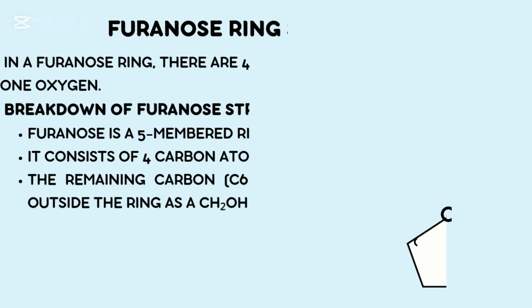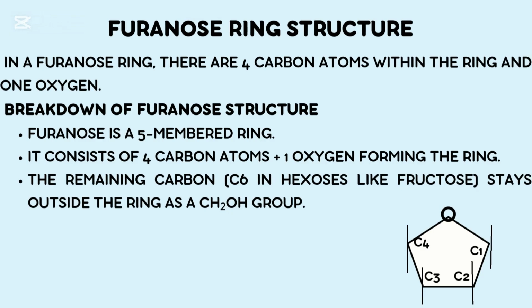Furanose ring structure. In a furanose ring, there are 4 carbon atoms within the ring and 1 oxygen. Breakdown of furanose structure. Furanose is a 5-membered ring. It consists of 4 carbon atoms plus 1 oxygen forming the ring. The remaining carbon, C6 in hexoses like fructose, stays outside the ring as a CH2OH group.